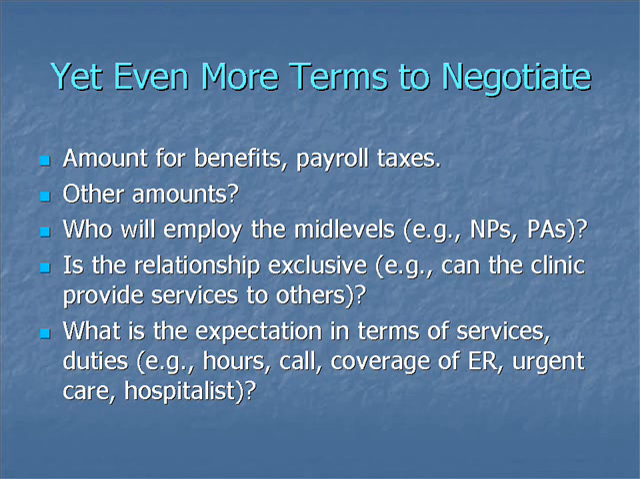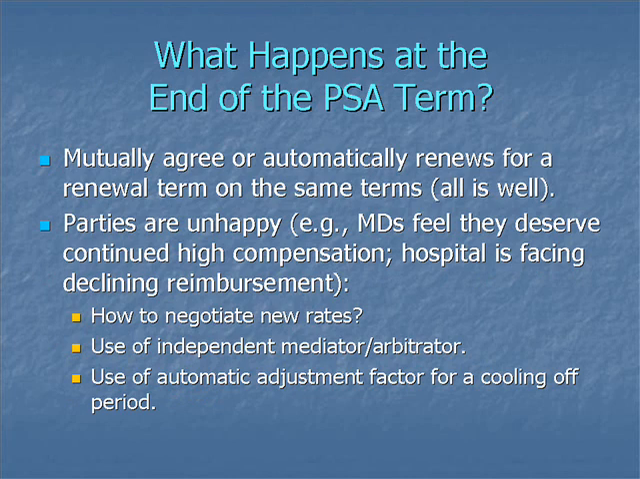The PSA will also need to talk about what are the obligations and coverage in terms of hours, call, if you're covering the ER as a part of this, urgent care, hospitalist, and so forth. But the biggest issue with PSAs is what happens at the end of the PSA terms. And this is what I think is really interesting about a PSA situation and what's so different from an employment situation. When a hospital employs the physicians, when it comes time for a doctor's employment agreement to expire, the hospital can simply negotiate those on a one-to-one basis. There's no obligation on the part of the hospital to negotiate with its doctors collectively. It can talk to each one separately.